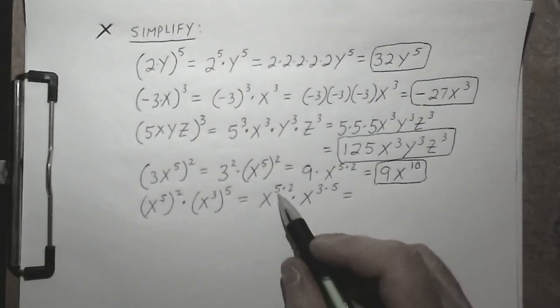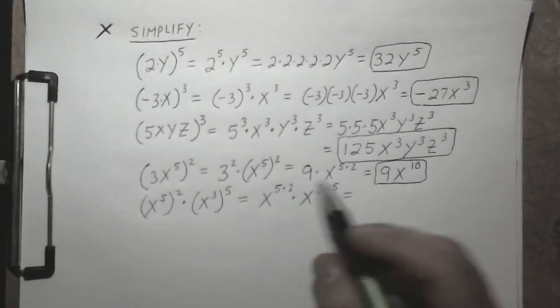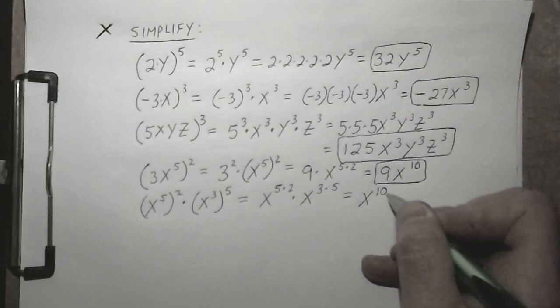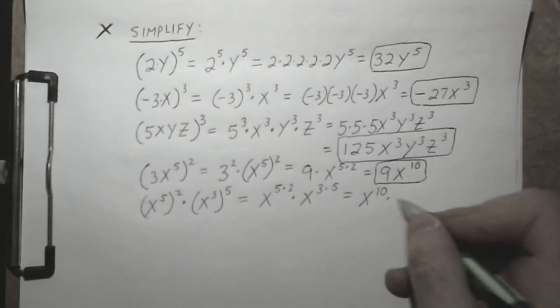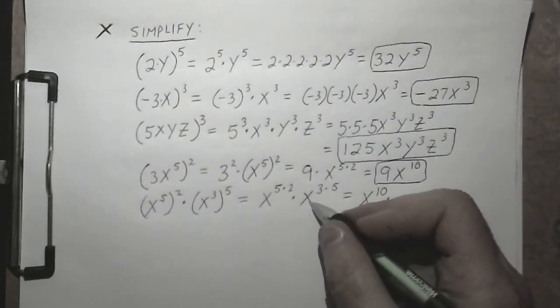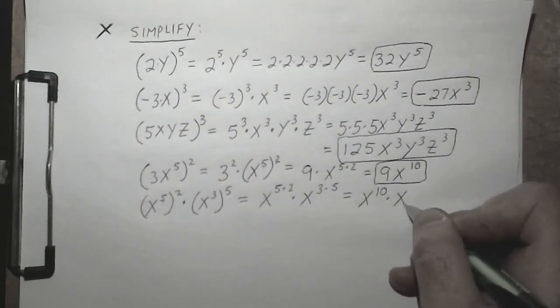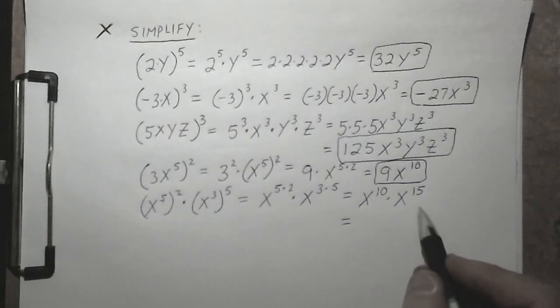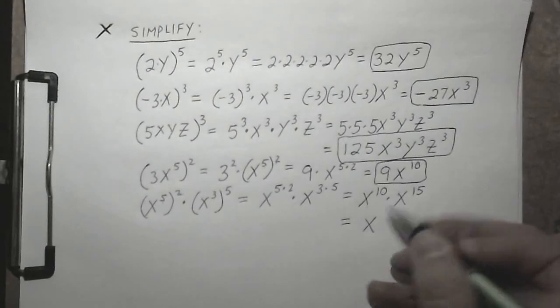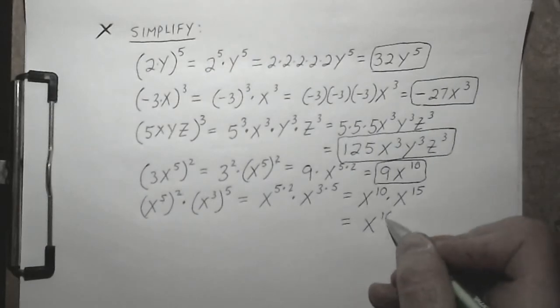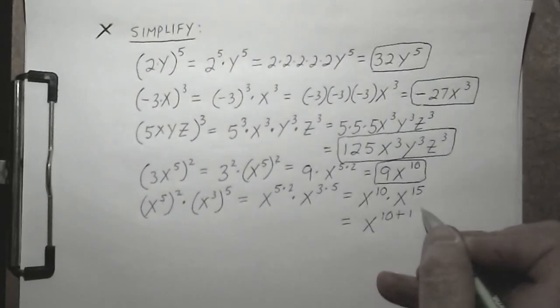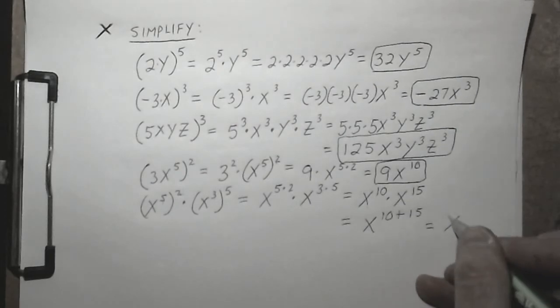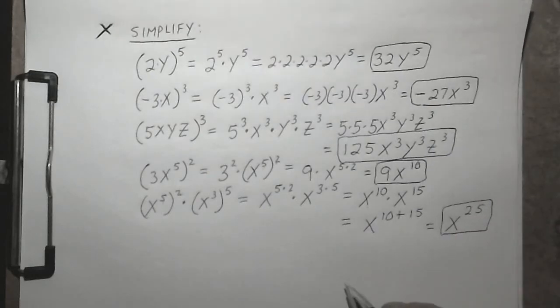So x to the 5 times 2 power is x to the 10th power, and that will get multiplied by x to the 3 times 5 power, which is to say multiplied by x to the 15th power. Now we shift gears and use a different rule for exponents. When you multiply like bases together, you keep the base the same and you add the exponents. So this will give us x to the 10 plus 15 power, which the final answer will be x to the 25th power. And we're done with that problem.